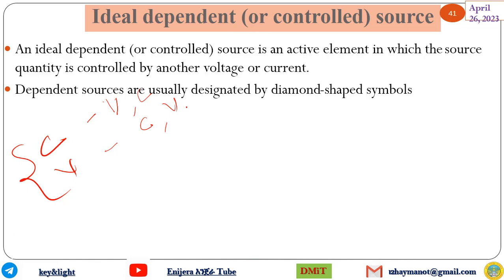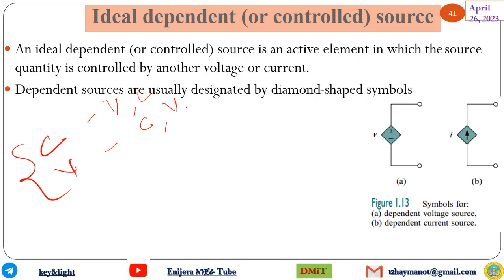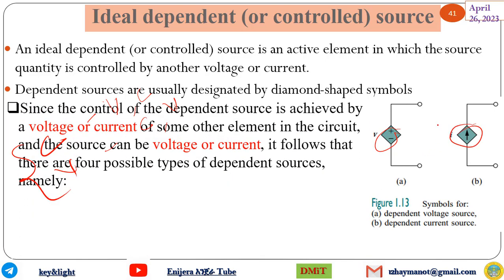Dependent sources are sources that depend on another source in the circuit. The dependent sources are usually designated by a diamond-shaped symbol like this. The control of the dependent source is achieved by the voltage or current of some other element in the circuit, and the source can be voltage or current. So there are four possible types of dependent sources.